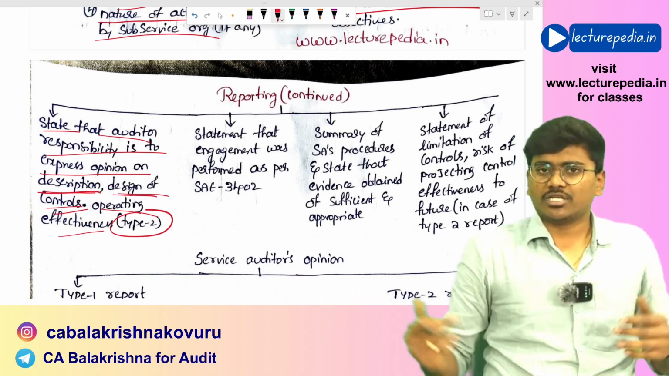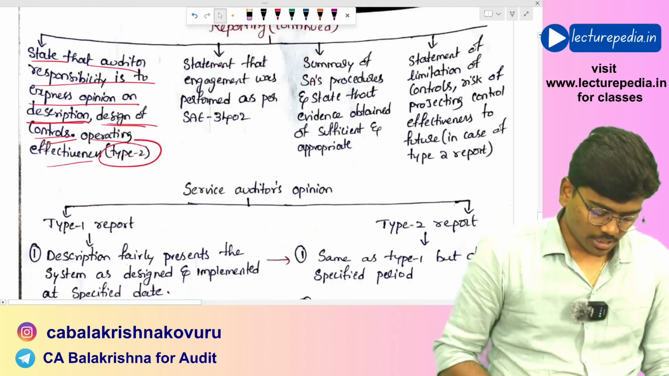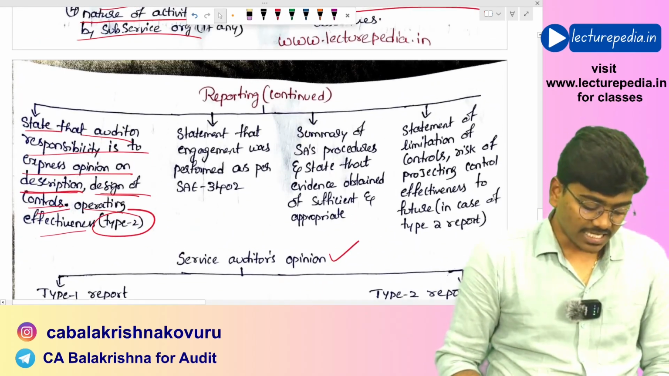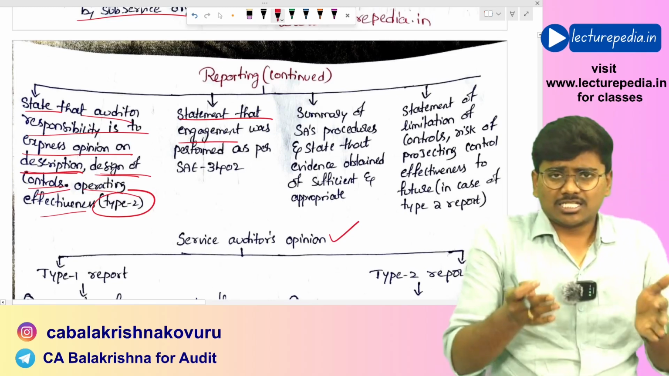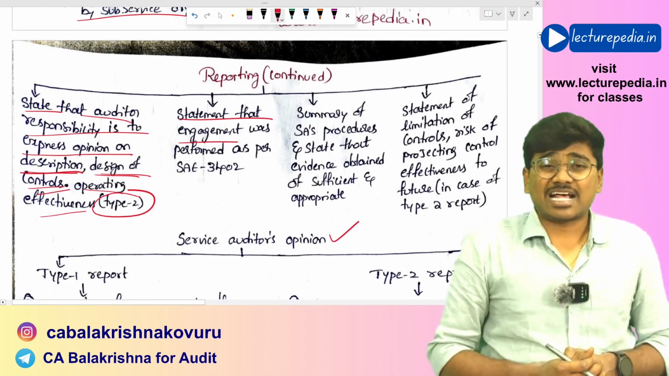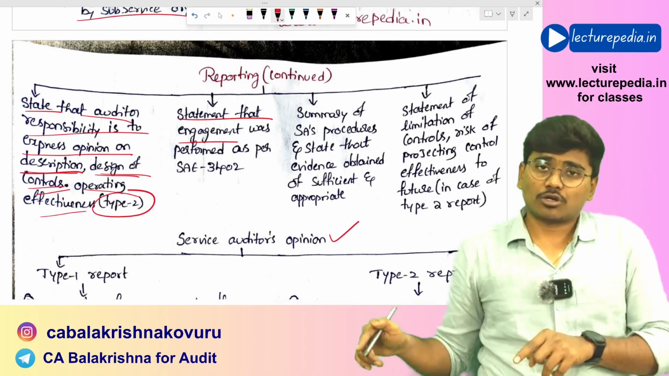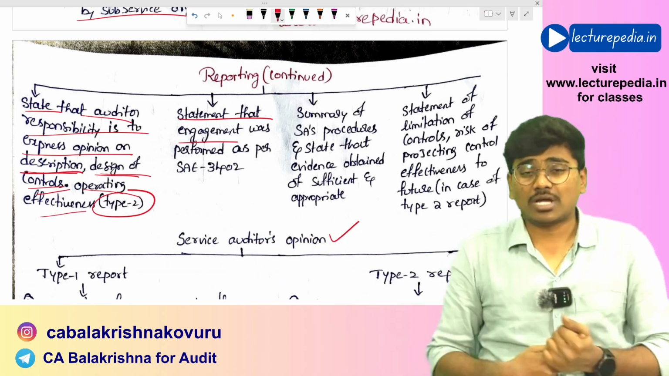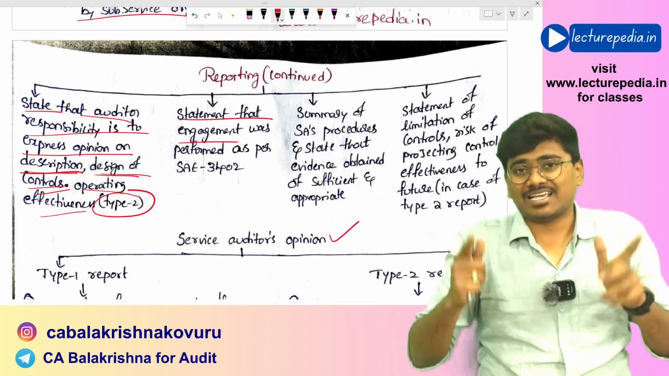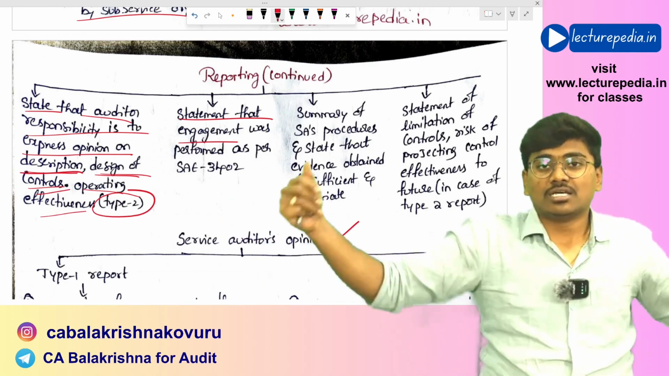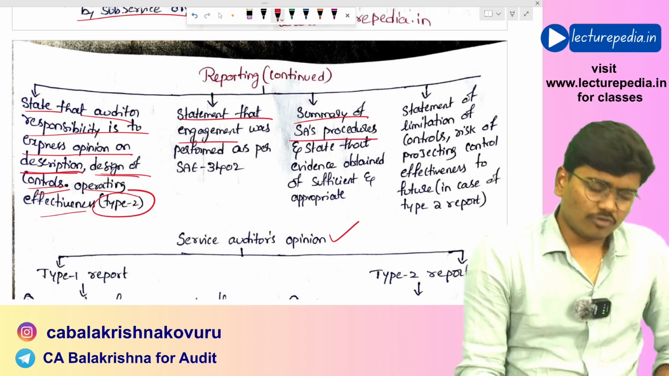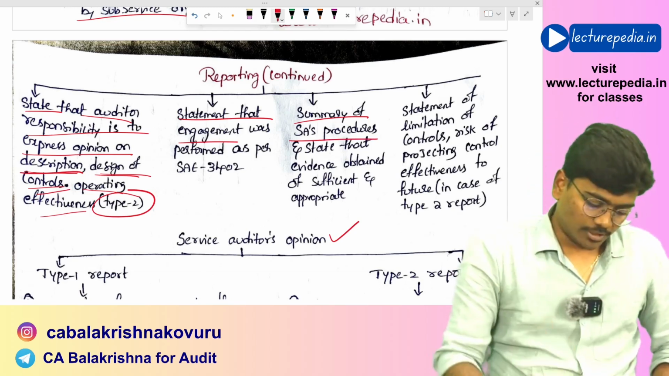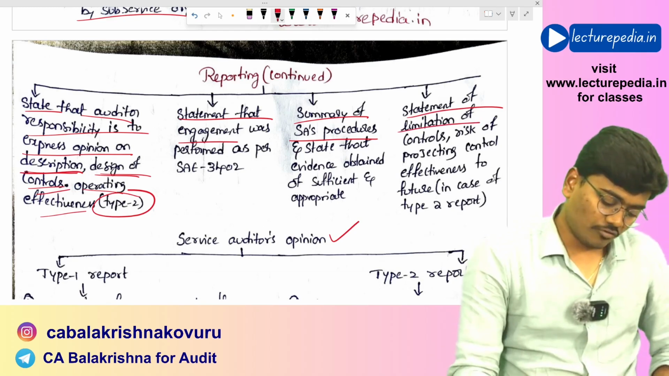Design and implementation of controls, we'll be seeing that here. Service auditor's opinion, we'll see that. Next, a statement that this particular engagement has been conducted as per SAE 3402. That is, this Standard on Assurance Engagements, SAE 3402, has been followed for conducting this engagement. You need to clearly mention it in the report. And a summary of audit procedures that the service auditor has performed, and a statement of limitation of controls.